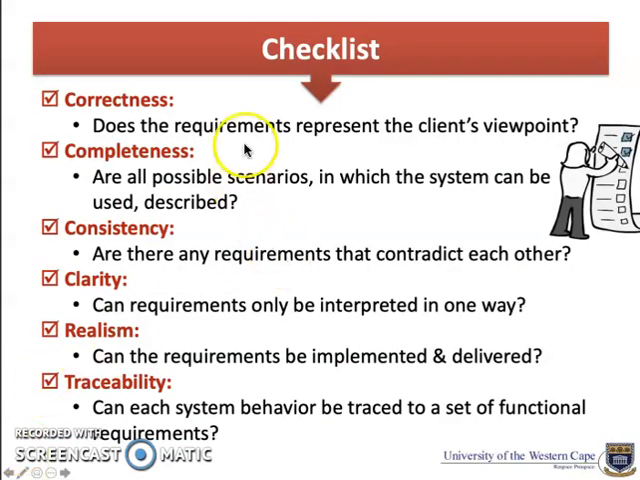Lastly, do a checklist to see that the requirements are correct, the requirements are complete, there is consistency, meaning are there any requirements that contradict each other, that there's no ambiguity, the requirements are written clearly, it's real requirements that can be implemented and delivered properly, and that it can be traced throughout the SDLC.